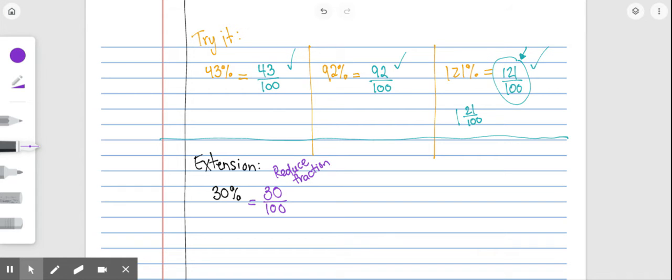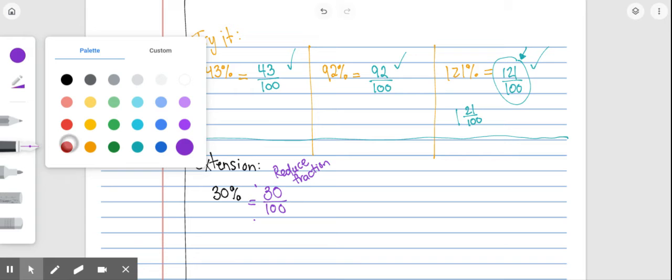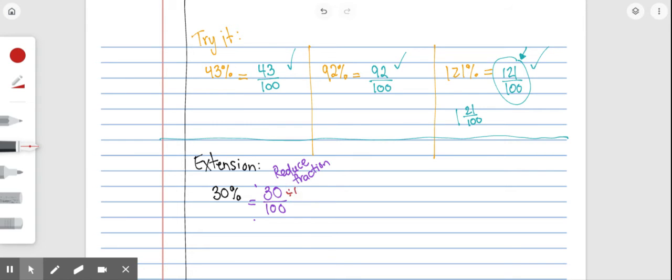Okay. In order to reduce the fraction, remember, we need a number that divides 30 that also divides 100. What number divides 30 that also divides 100? Now, there are a few. There's 1, 2, 3 of them. The one I'm thinking of is 10. So I can reduce this fraction by dividing by 10 in the numerator and the denominator. 30 divided by 10 is 3, and 100 divided by 10 is 10. So 3/10 is another way to write 30%. These are equivalent. So 3/10 is the same as 30%. Okay, so not only can we write it as something out of 100, but then we can reduce it.